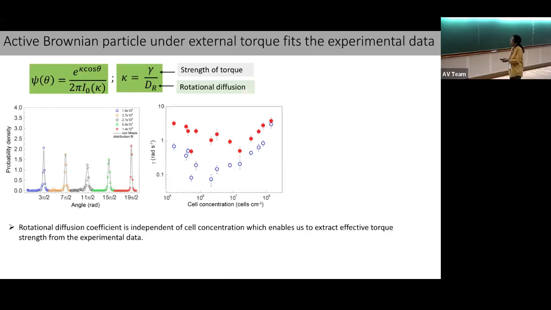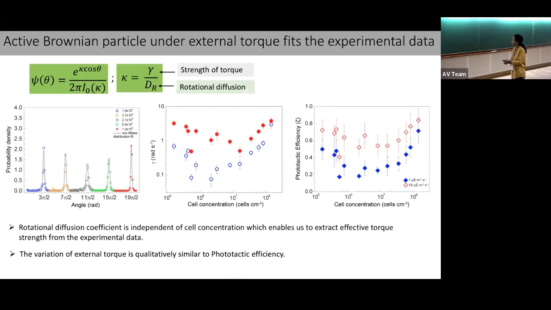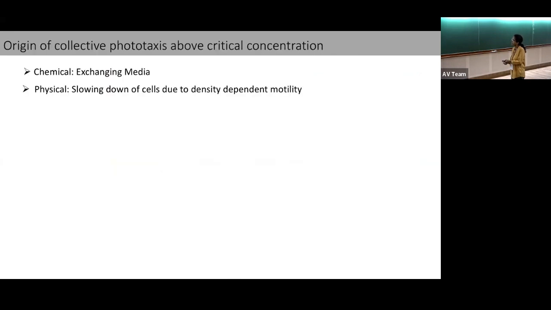So this simple-minded theoretical, or phenomenological, picture works. Now the question is, why do we have this kind of behavior? To address that, we said, okay, maybe the cells are secreting some chemicals and enabling other cells to follow them. Those sorts of mechanisms we couldn't really establish. The data seemed independent of that.